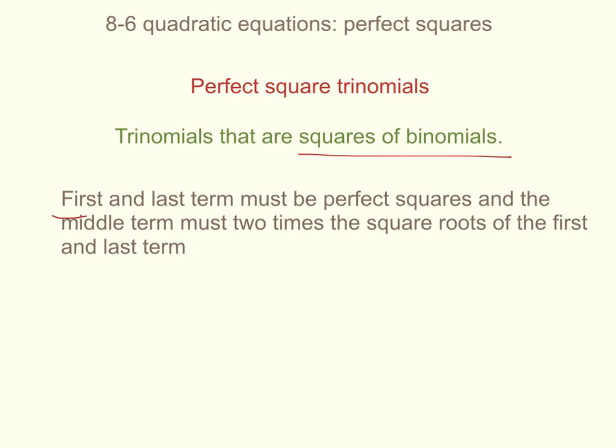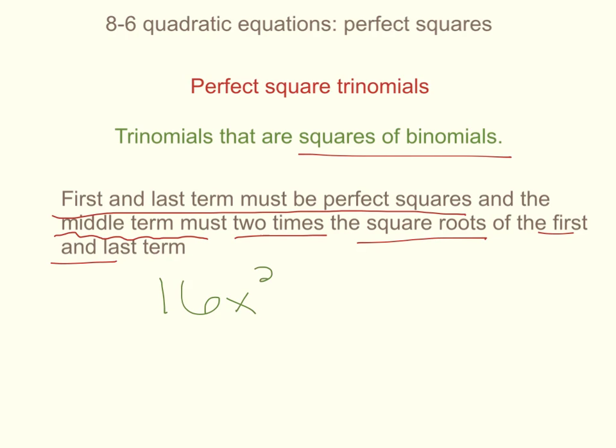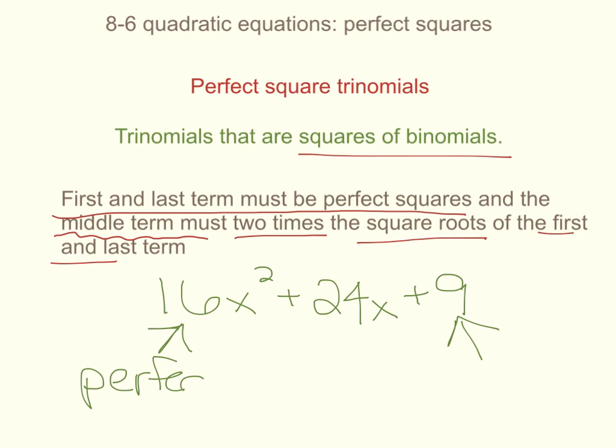The first and last terms must be perfect squares, and the middle term must be 2 times the square root of the first and last term. So let's look at an example of 16x squared plus 24x plus 9. The first term and the last term are perfect squares, which is the first requirement.